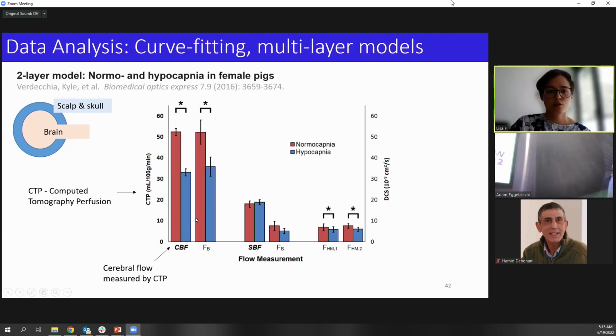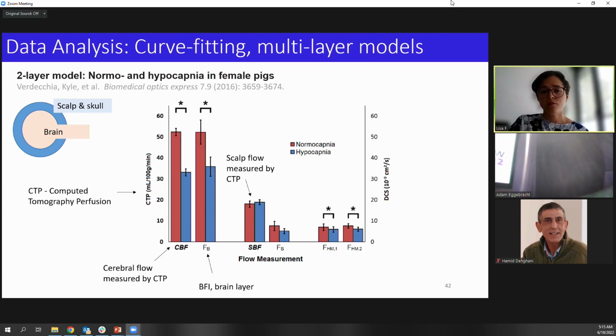In the first two bars here, we see the cerebral blood flow that was measured by computed tomography perfusion, where it was seen that there was a significant difference in blood flow in the brain between normal capnia and hypocapnia. In the next two bars, we see the BFI measured by DCS in the second brain layer, where again, the results are similar. There was a significant difference between normal capnia and hypocapnia.